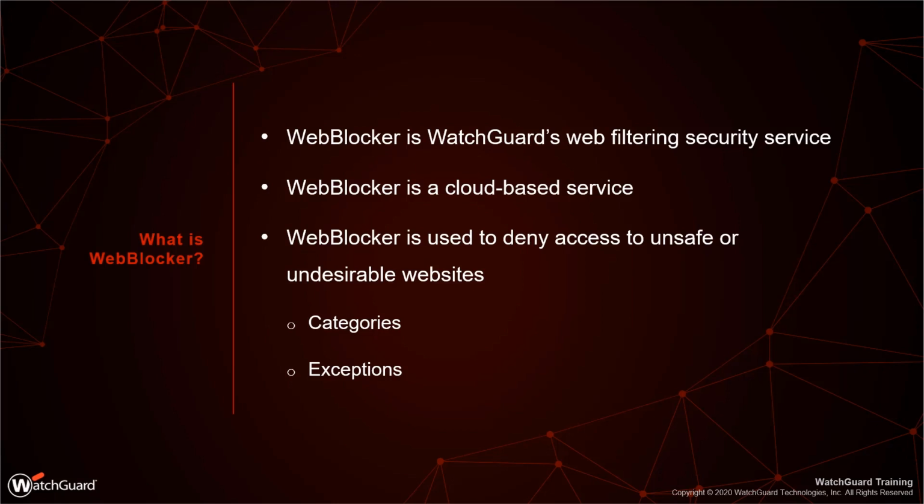There are two ways you can define access to websites in WebBlocker: categories and exceptions. Categories are groups of sites that allow you to easily define which types of websites you want to allow or deny access to without having to specify each individual domain. Exceptions, on the other hand, enable you to define access on a per domain or URL basis.